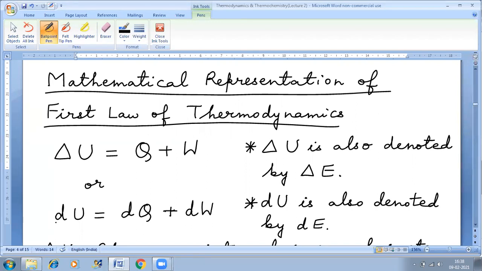So delta U, what is delta U? Delta means change and U means internal energy. So delta U is the change in internal energy. Capital Q. Q is heat exchanged. So it could be either heat inflow or it could be heat outflow. W is work done.